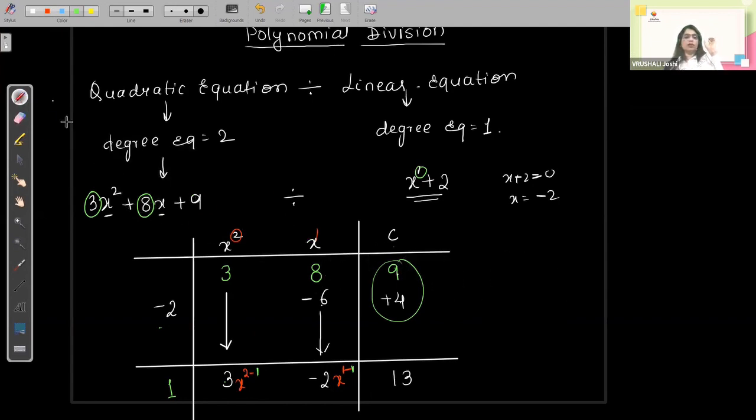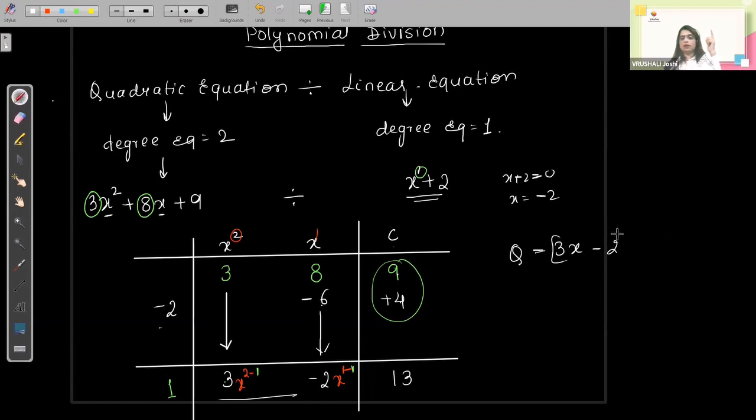Are you getting it? So basically, when you write down your answer, your quotient will be 3x raised to 2 minus 1, meaning 3x raised to 1, minus 2, which is 3x minus 2. This 1, normally we don't write it.